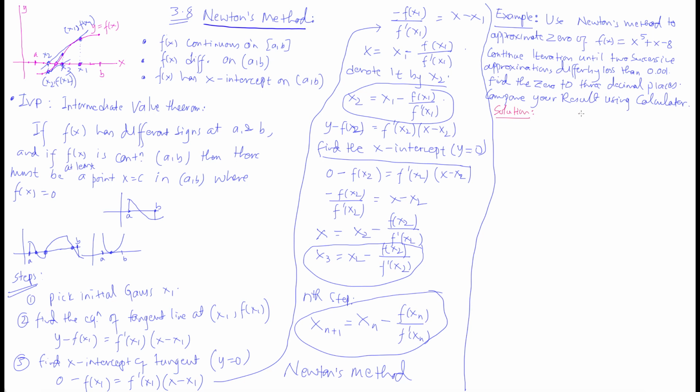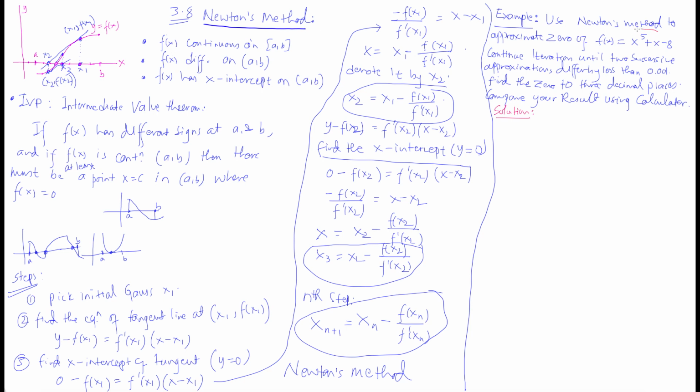And also compare your result using the calculator. Do you know how to find the root of a polynomial using the calculator? It is like second, trace, and then root, right? That's what you do. Okay. So let us do this. First of all, let us check the assumptions of Newton's method. What we need: f(x) is continuous.